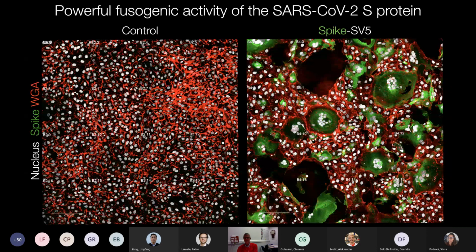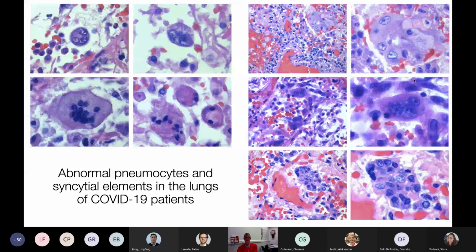And these are the same cells after 12 hours, an overnight expression of the spike protein of the coronavirus that induces formation of this enormous syncytia. Here, spike is stained in green. And these syncytia are also seen in the lungs of people who died of COVID-19. You see this big syncytia in the lung.